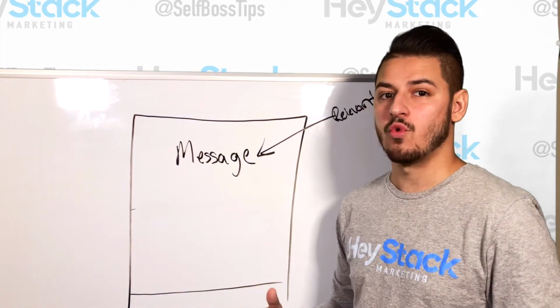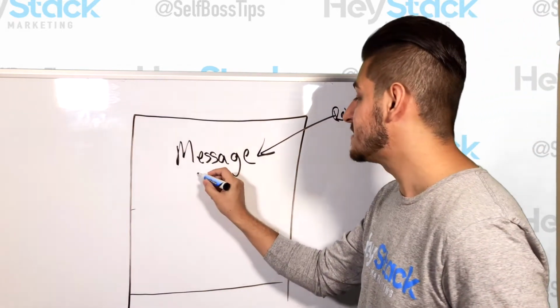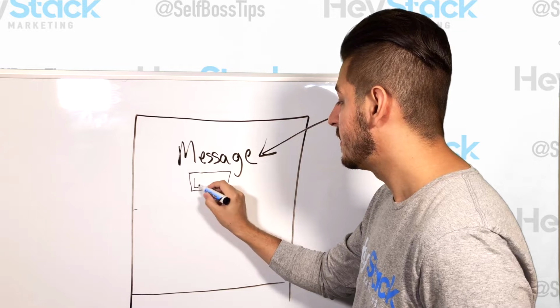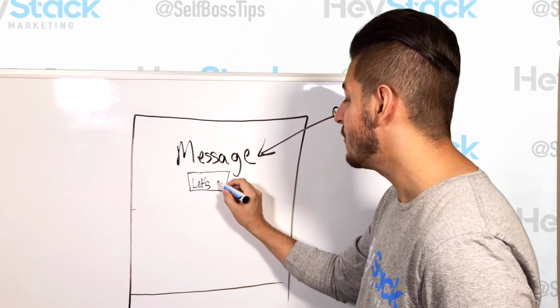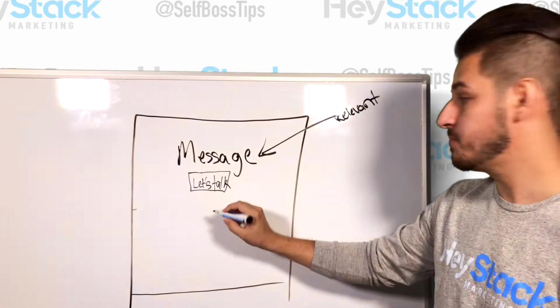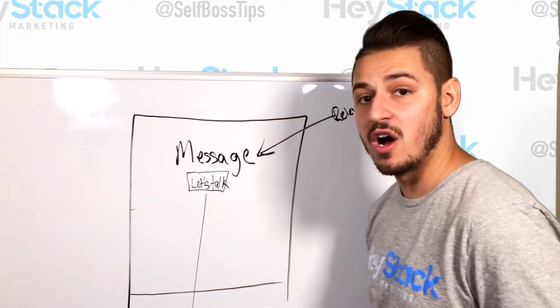So what I've found to work the best is to have a message that's relevant at the top followed by some sort of button that they can press that brings them down the page to a contact form. So this button, when it's pressed, brings the user all the way down the page below the fold to a contact form.